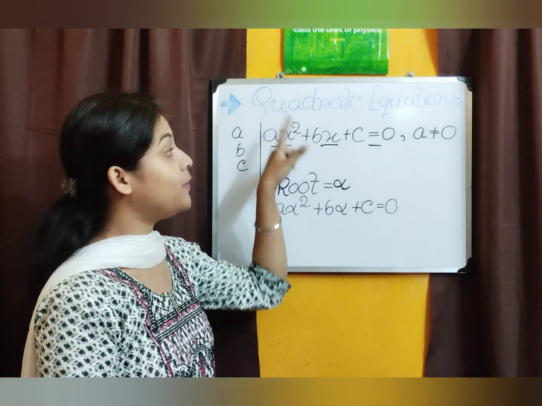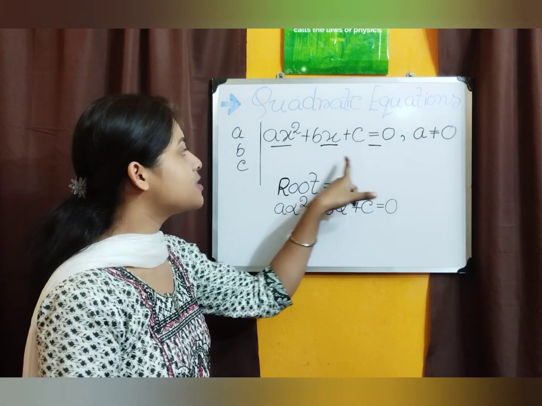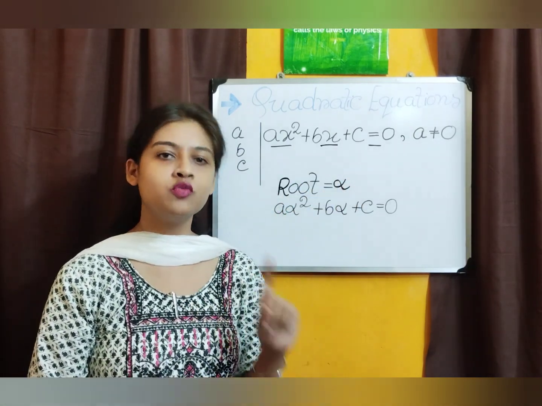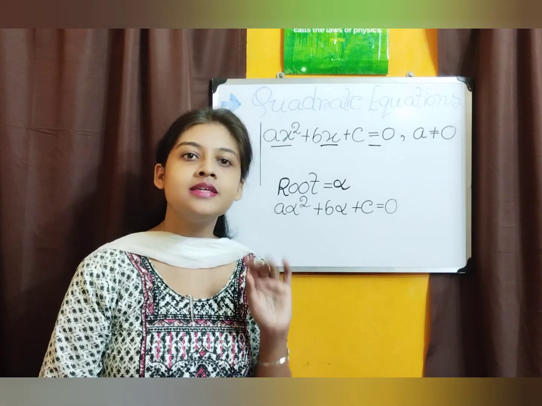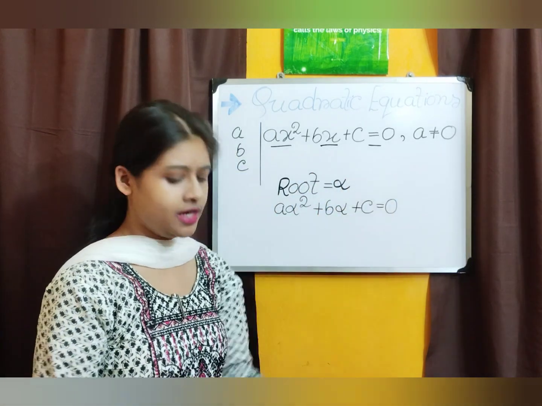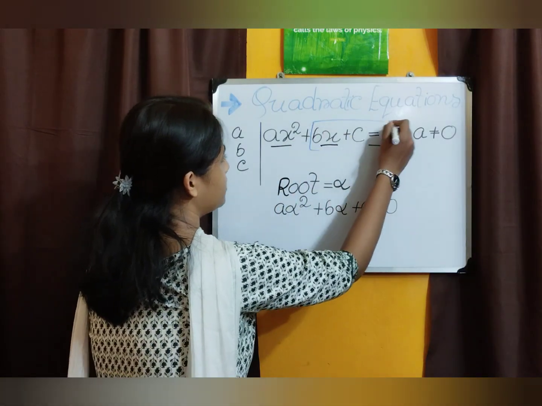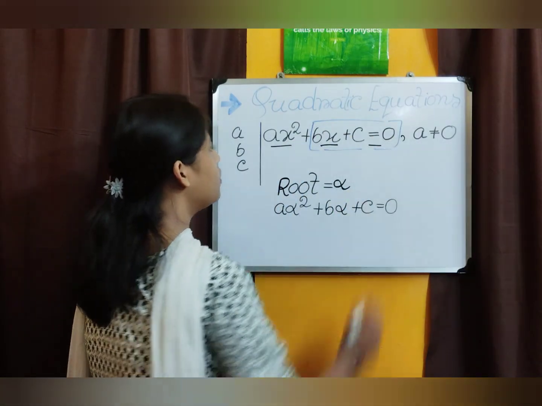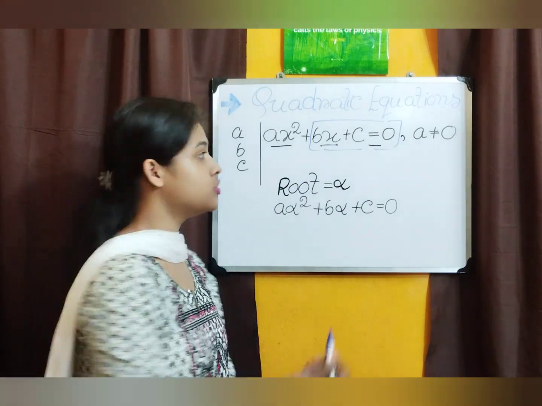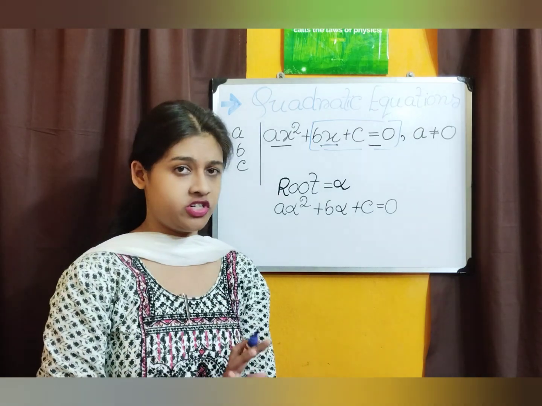But in case of a equal to 0, what will the equation become? Bx plus c equal to 0. So this will not be a quadratic equation. This will be a simple linear equation. Because in bx plus c equal to 0, the power of x is 1. So this is a linear equation. This is no more a quadratic equation.